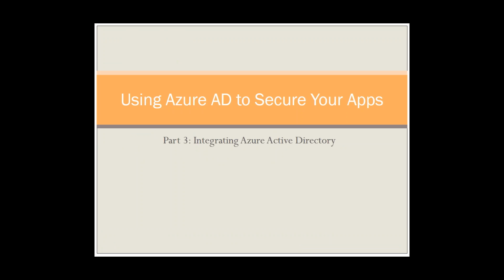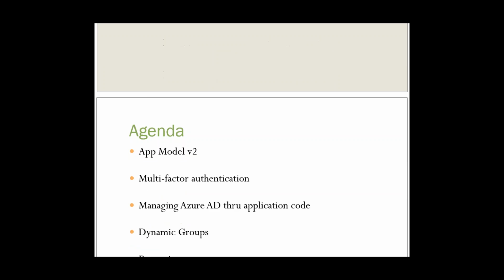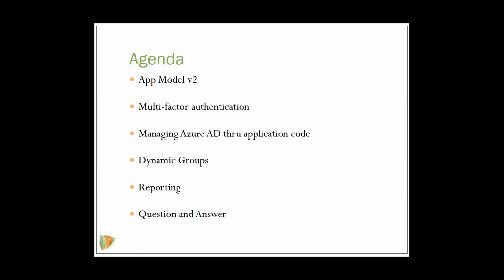If you've been to the previous 2 sessions, you know we've covered an introduction to Azure Active Directory and some coding to integrate with that. And part 3, I apologize, I made a mistake on this slide. Part 3 is more about advanced Azure Active Directory topics. First, we're going to talk about the new V2 app model for Azure Active Directory applications. This is relatively new. It's still in preview, so we'll cover that and compare and contrast a little bit about what we had done before.